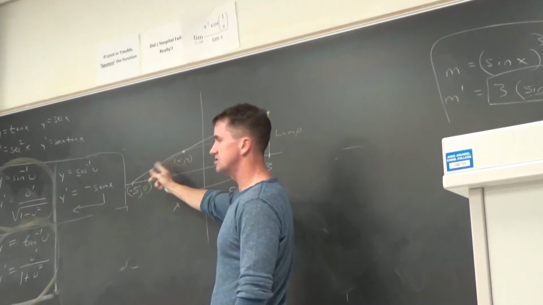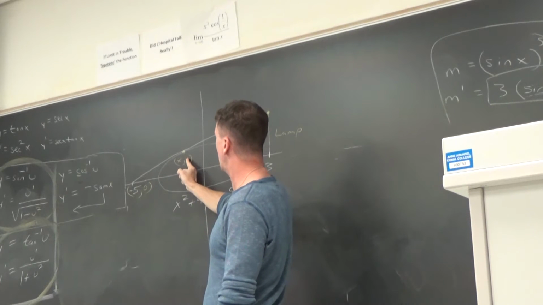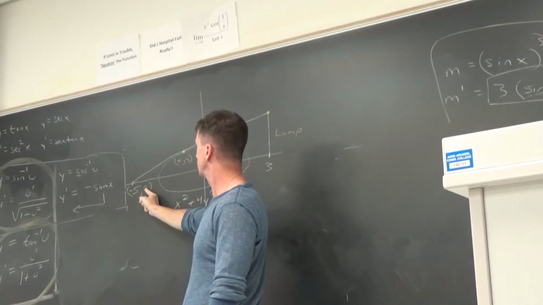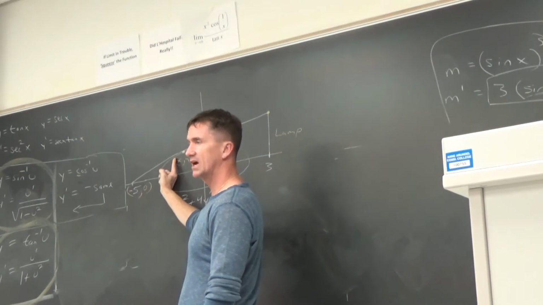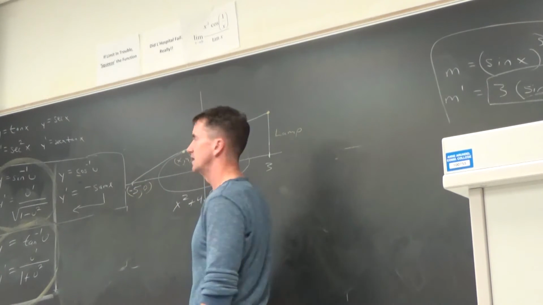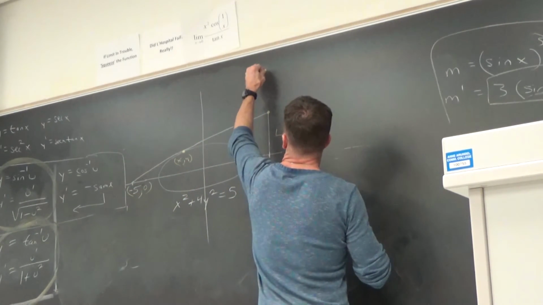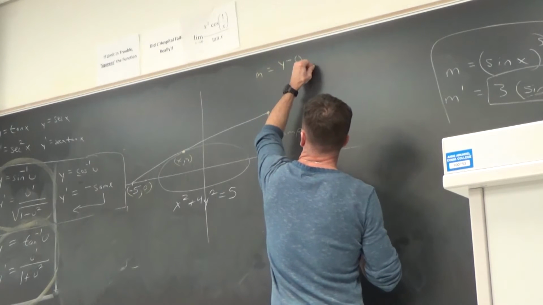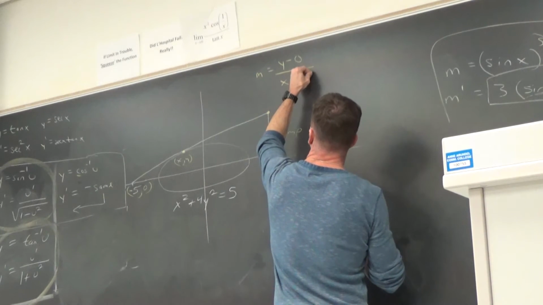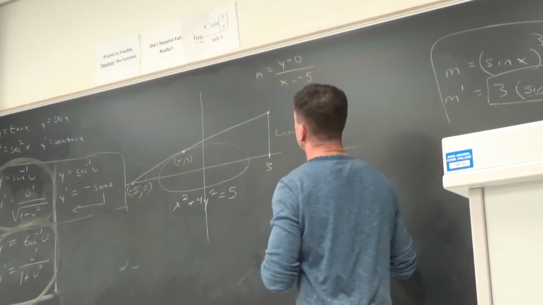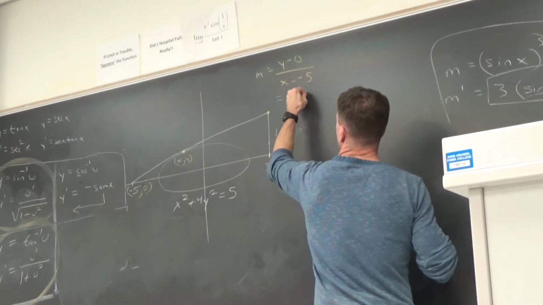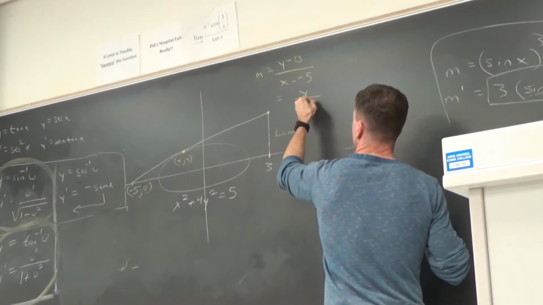So x, y. The slope of the straight line would be y minus 0 all over x minus negative 5. And what does that equal? So y minus 0 over x minus negative 5. Can I simplify that? What do we get? y over x plus 5. Cool.